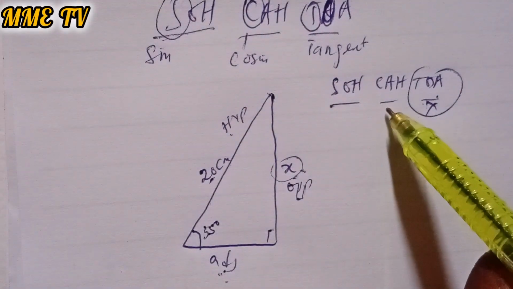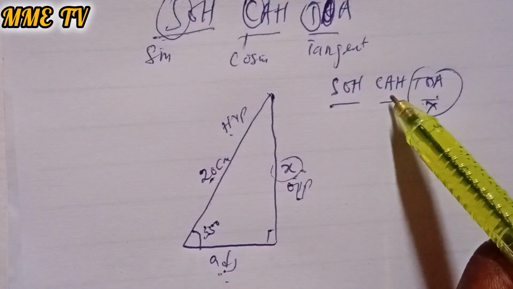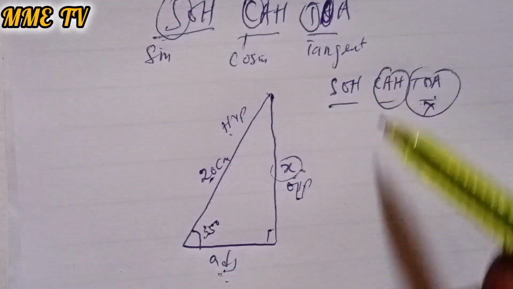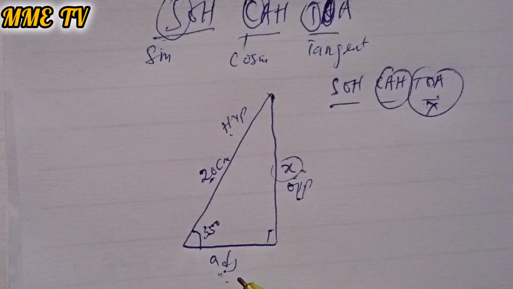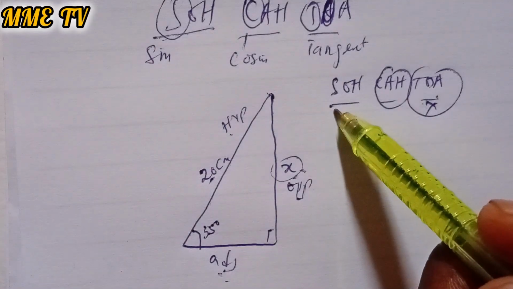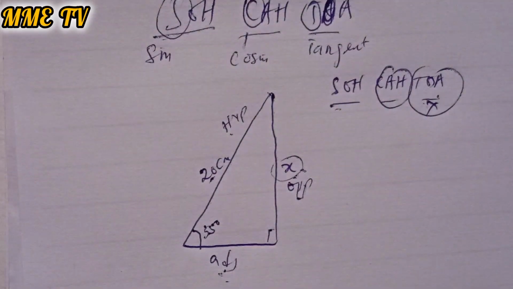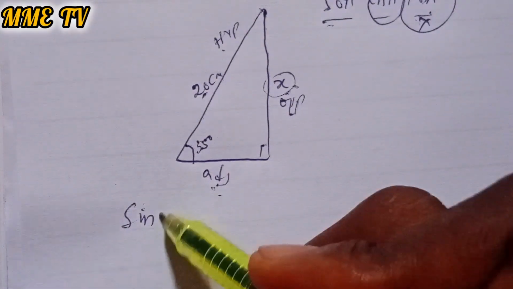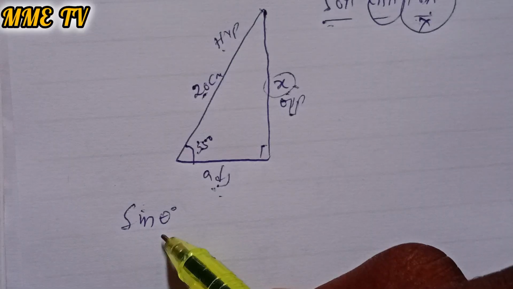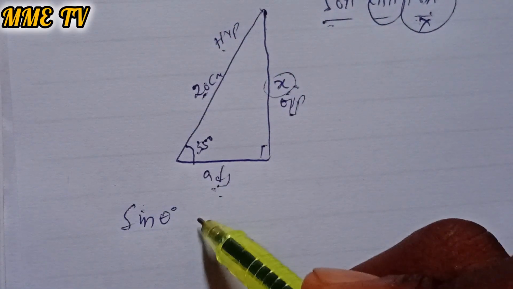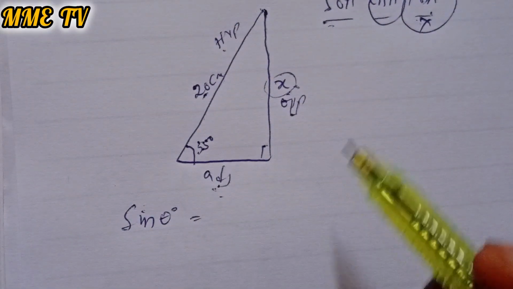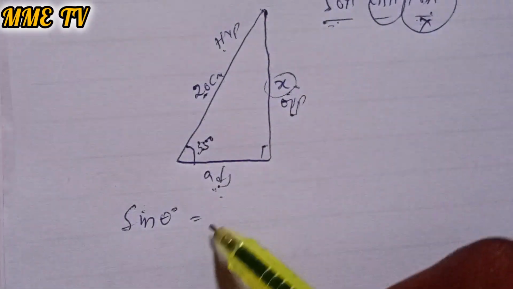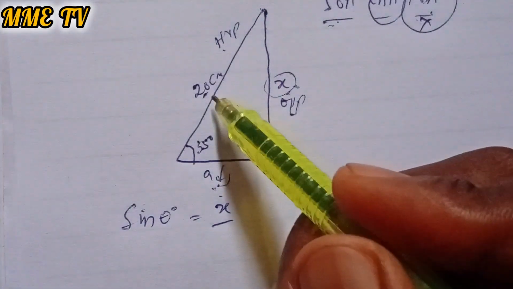Then you come to CAH, that is the cosine, adjacent over hypotenuse. You see that we don't need the adjacent, so this one too is out. Then the only one that remains standing, the last man standing here, is the sine. So what do you do here? You will now apply the principle by saying that sine of the angle, this is known as theta. So the sine of the angle theta is equal to, because sine is opposite over hypotenuse, X over the hypotenuse.